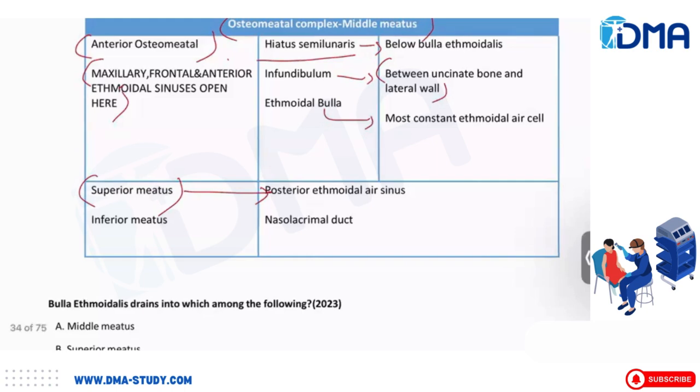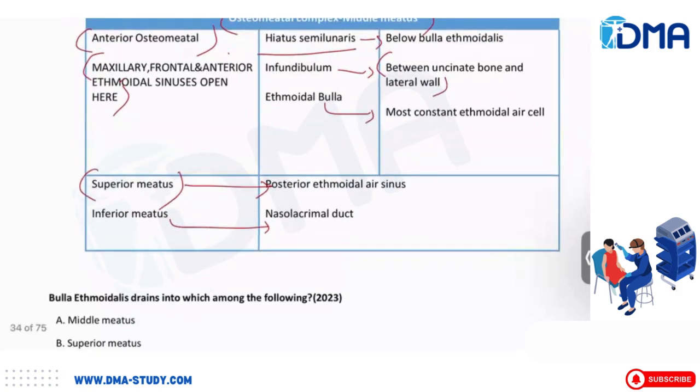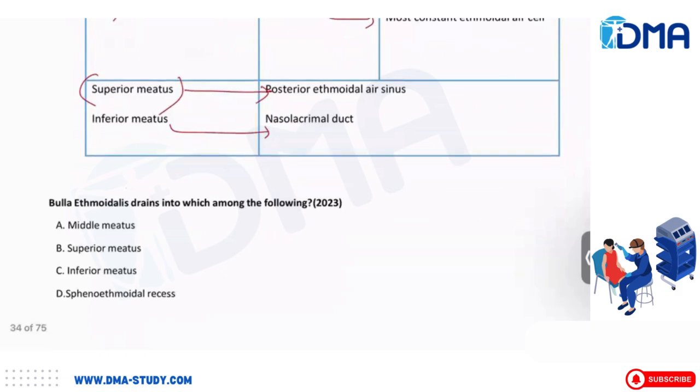The inferior meatus drains the nasolacrimal duct. So very important, anything they may ask. They have asked last year: bulla ethmoidalis drains into which among the following? Please answer. Kindly answer. Hello, you two. Anyways, you two are going to answer. Dr. Tamil Nesan, Dr. Gaurav, what is the answer?